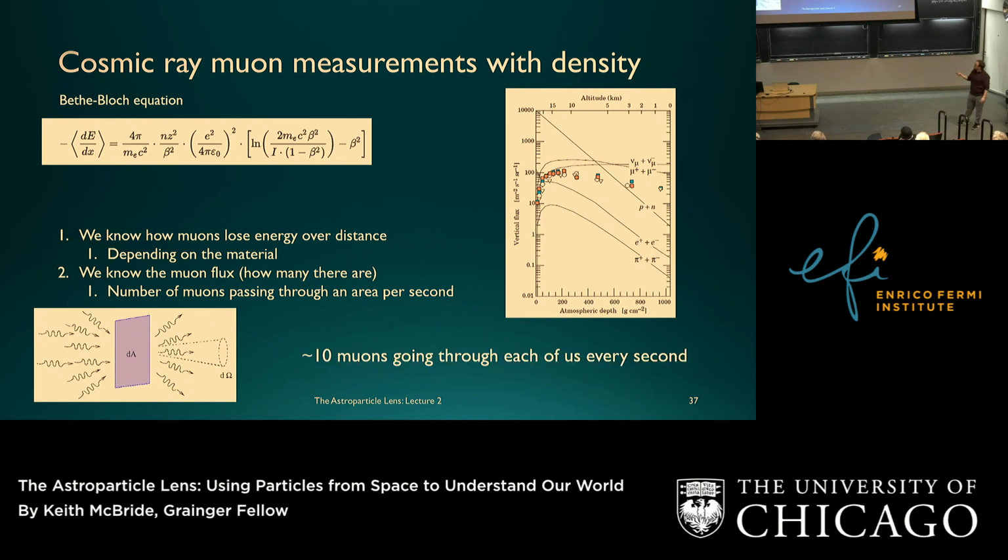And right now, for example, since you're inside of a building, I think I accounted for that, right? If you're inside a building and most of the muons are coming at you from above, you only get about 10 muons through each of us every second. So it's per person, not total.